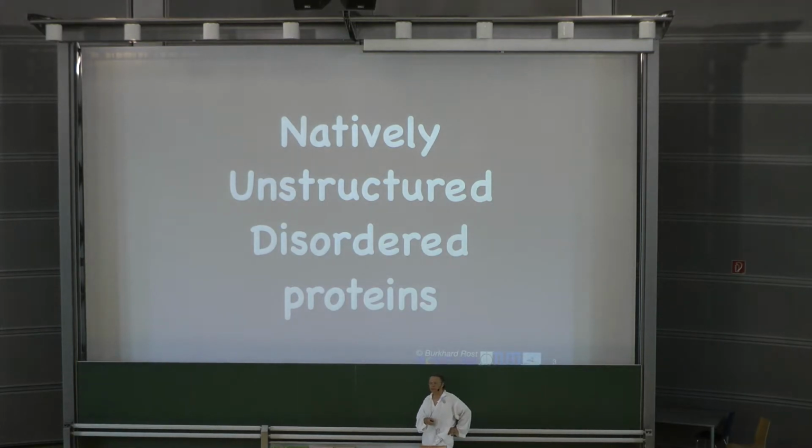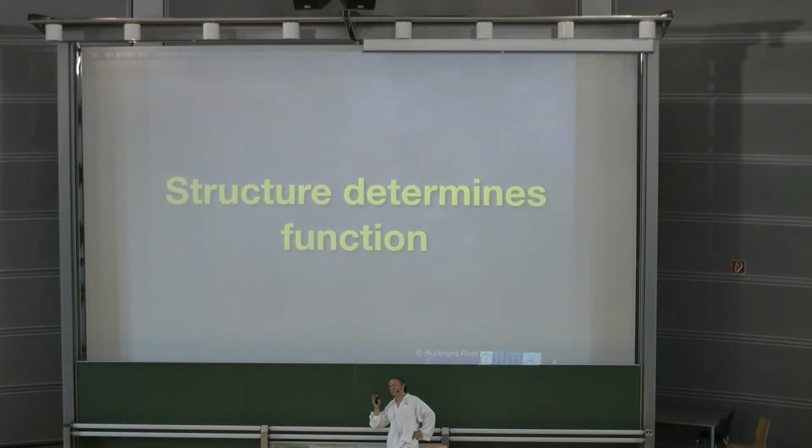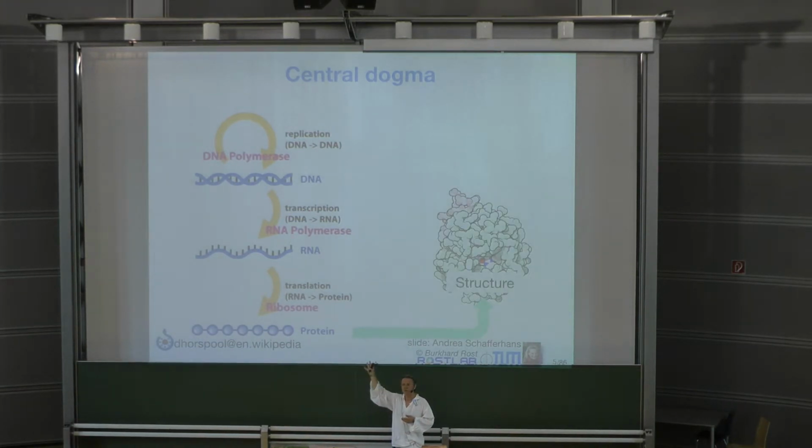1D feature to predict, which is natively unstructured or disordered regions. Let's go a step back. Sequence determines structure, determines function. Right? That's the idea. So in this idea, the central dogma really is you have to fold to a particular structure. DNA encodes for a protein sequence, the amino acid sequence determines how the structure looks, and the structure determines how it functions.